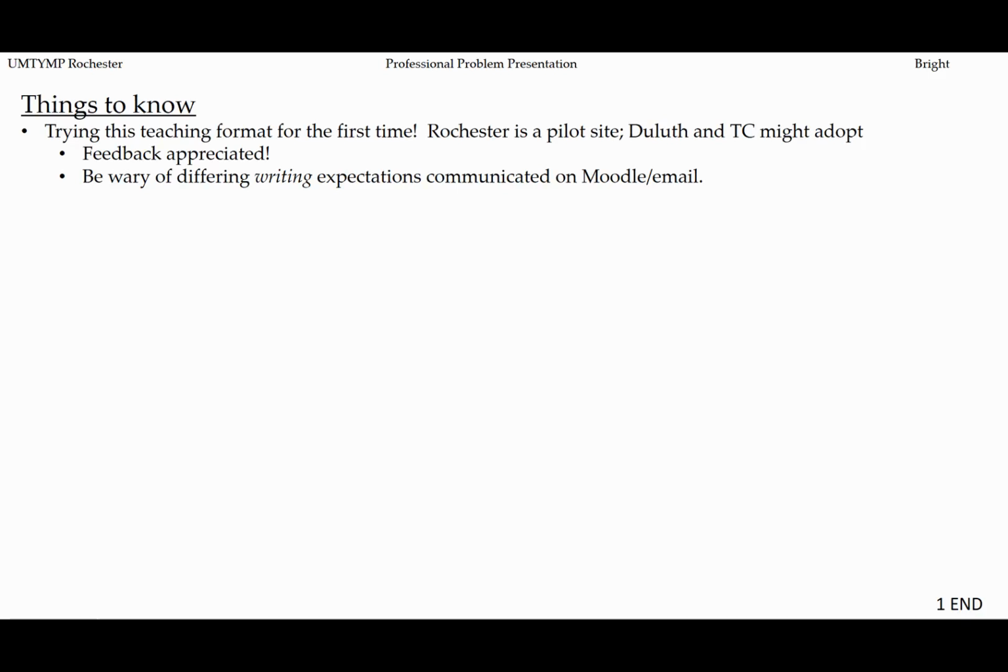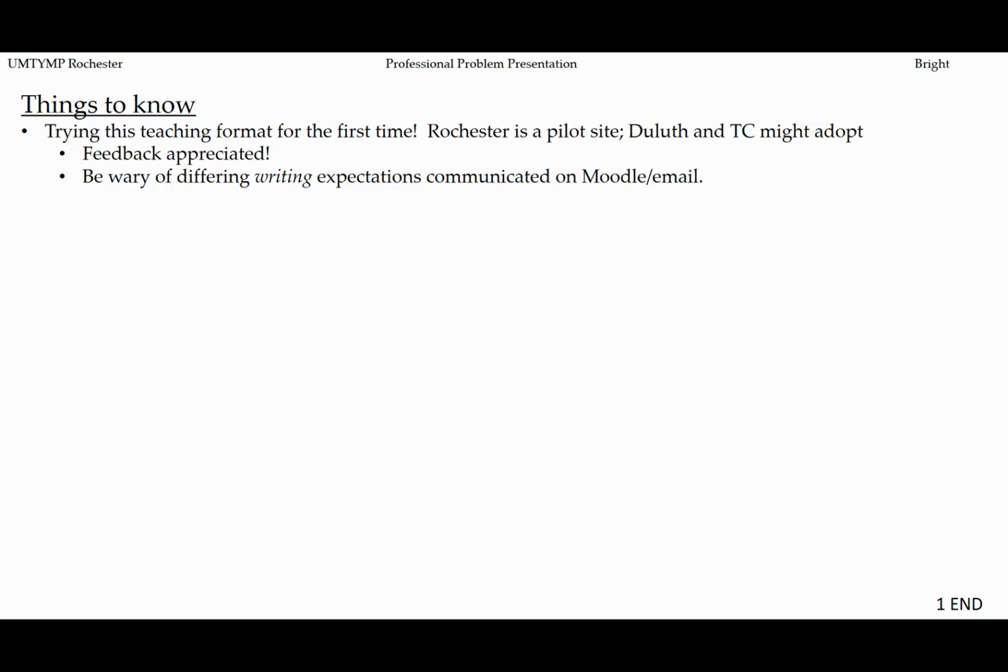Other things that are kind of important to this, I'm going to tell you this is the first time we're doing this, and we're only doing this at the Rochester site, okay? So give us feedback, and then in particular Duluth and the Twin Cities, they're not doing this process yet. They might adopt it based on our findings and how the procedure goes. And as a result, I want you to be wary of differing expectations that are being communicated.